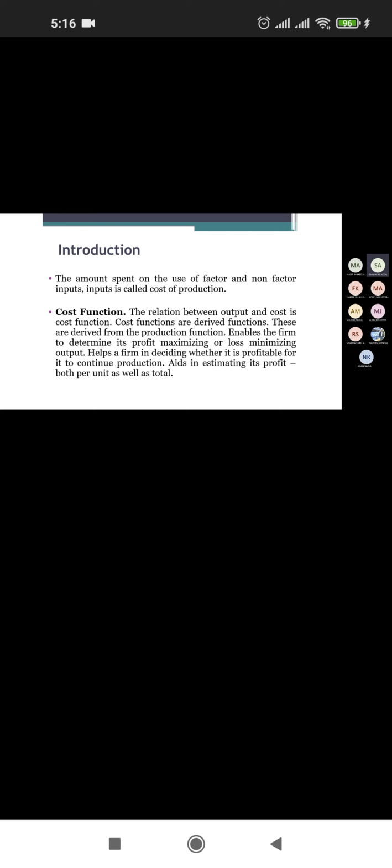So this function, the cost of y, is the function of C. This is called the cost of production function. In cost of production, we can say C is the function of L, land, labor, capital, and organization. This is called the cost of production.